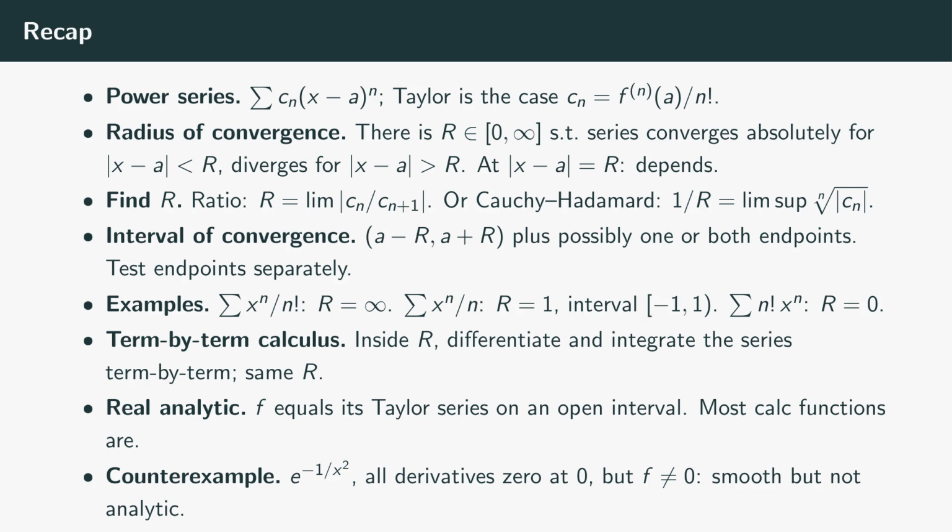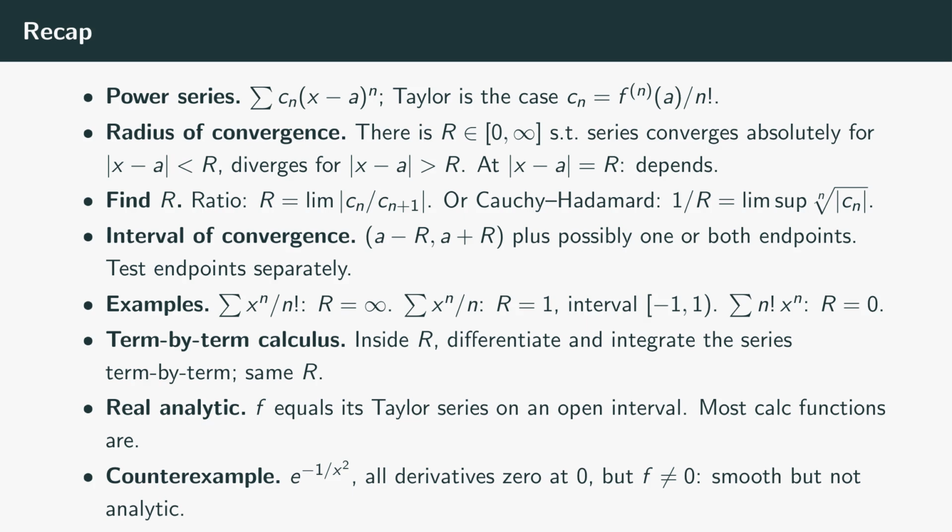Find r via the ratio test. R equals the limit of the absolute value of c sub n over c sub n plus 1. The more general Cauchy-Hadamard formula uses the root test: 1 over r equals the limit superior of the nth root of the absolute value of c sub n. The interval of convergence is the open interval from a minus r to a plus r, plus possibly one or both endpoints, giving 4 possible shapes.